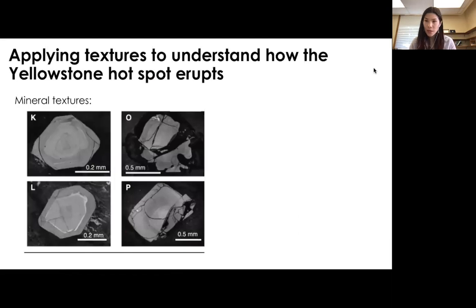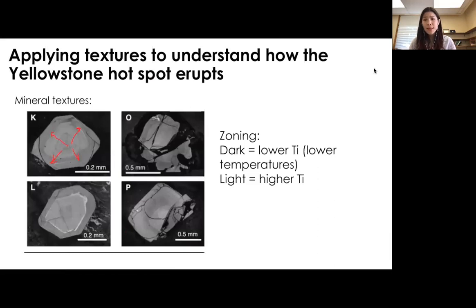So this is that zoning that we talked about, where as the crystal grew outward, it experienced some changes in the temperature or pressure of the surrounding magma melt, or a slight change in the composition that resulted in some zoning as that crystal continued to grow larger, right? And what this particular microscope image is showing us, the darker areas tend to have lower amounts of titanium, and the lighter areas have higher amounts of titanium. And these relate to temperatures.